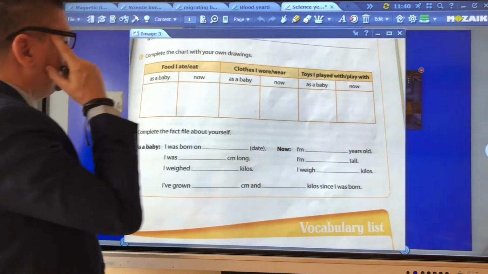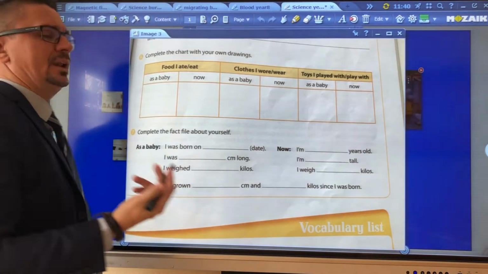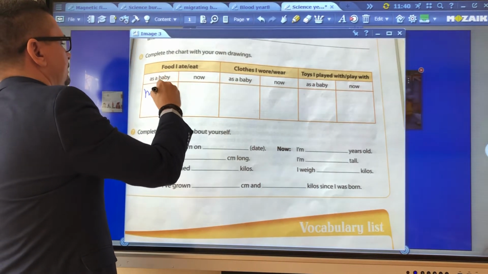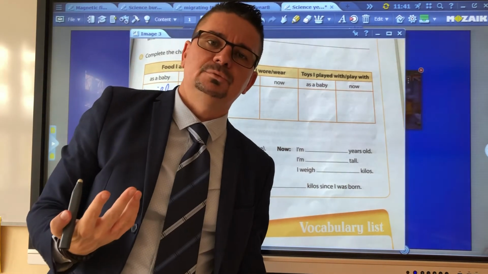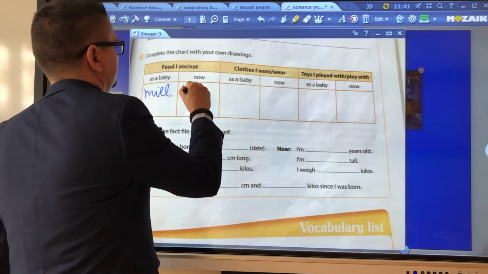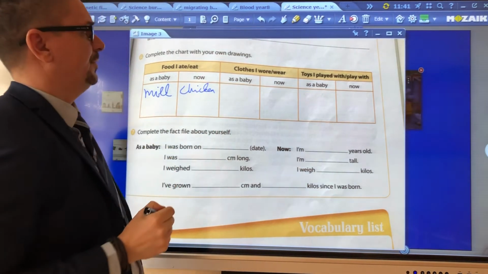Okay? So, food I ate and the food I eat. Definitely, when I was a baby, I had breast milk, so milk was important for me. But now, normal food, like I can eat fried chicken. So I will just write here chicken. You can write other things, but please also draw some of them.